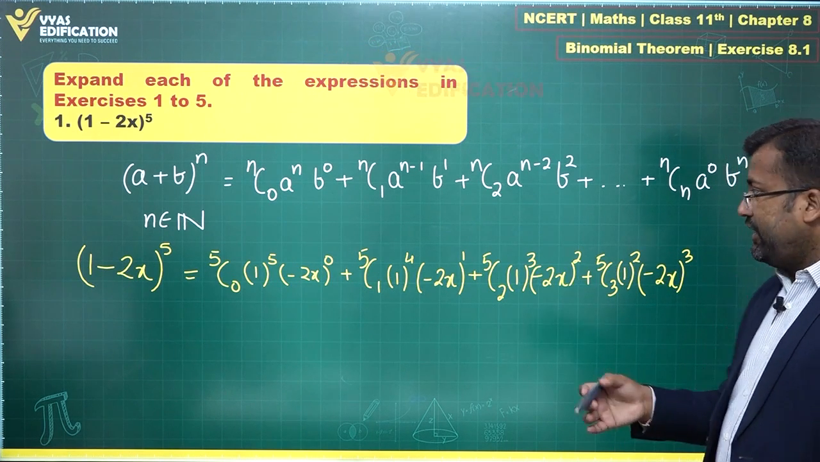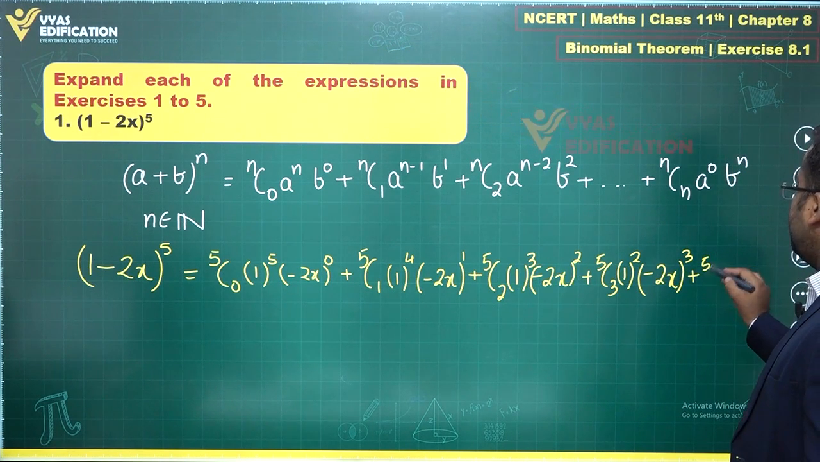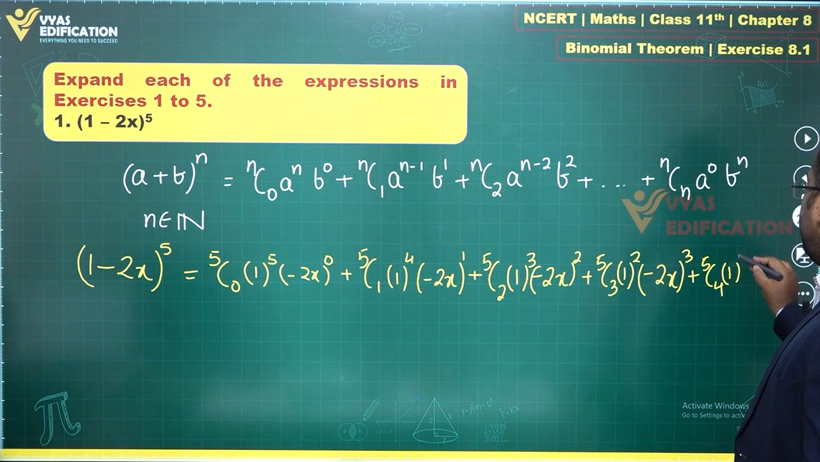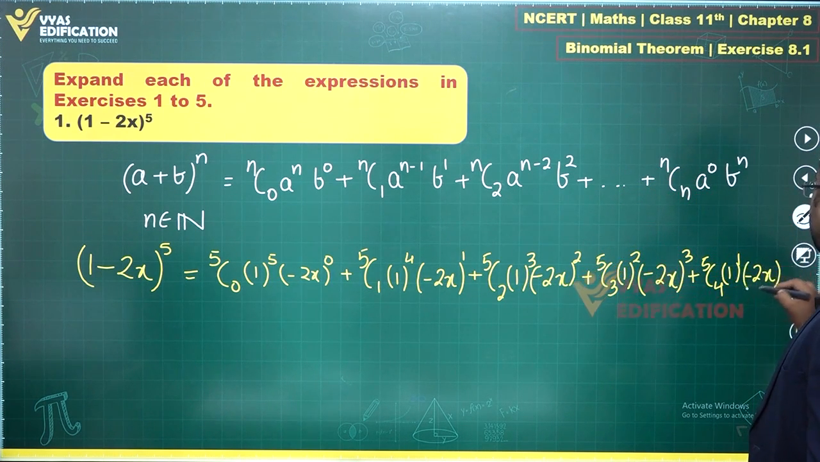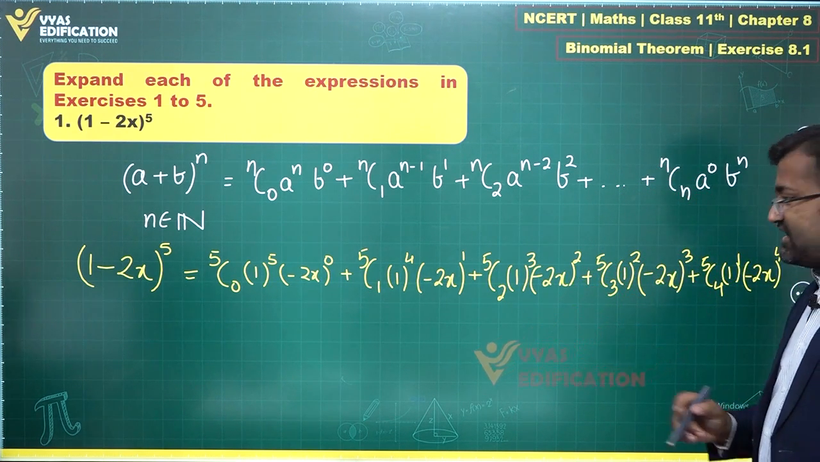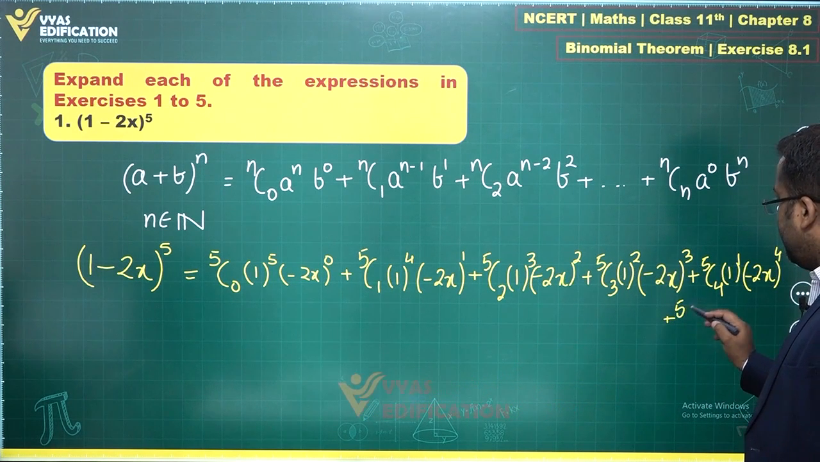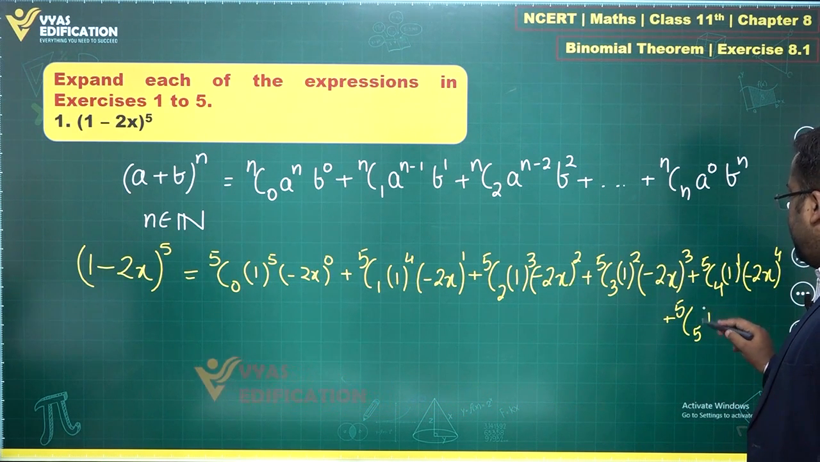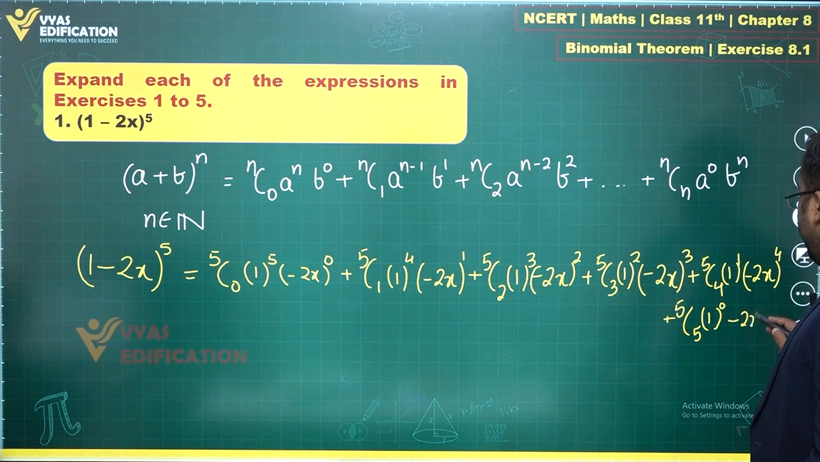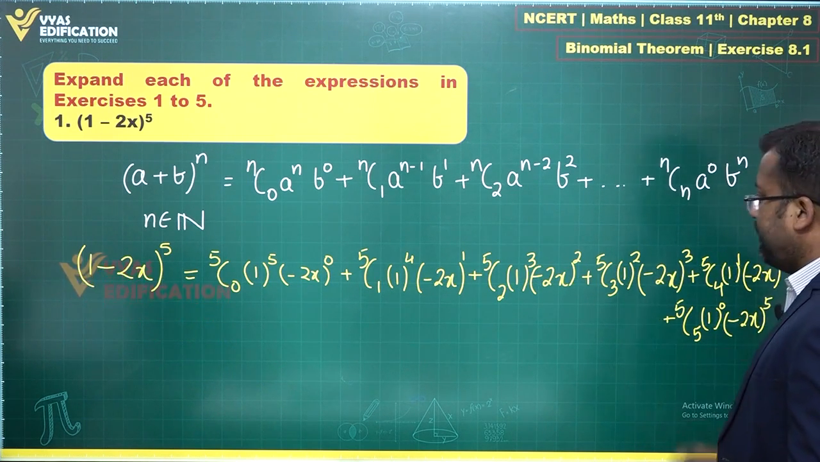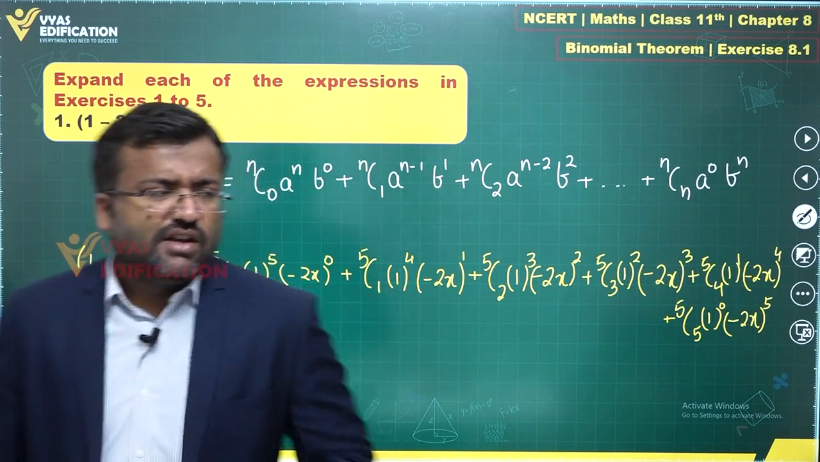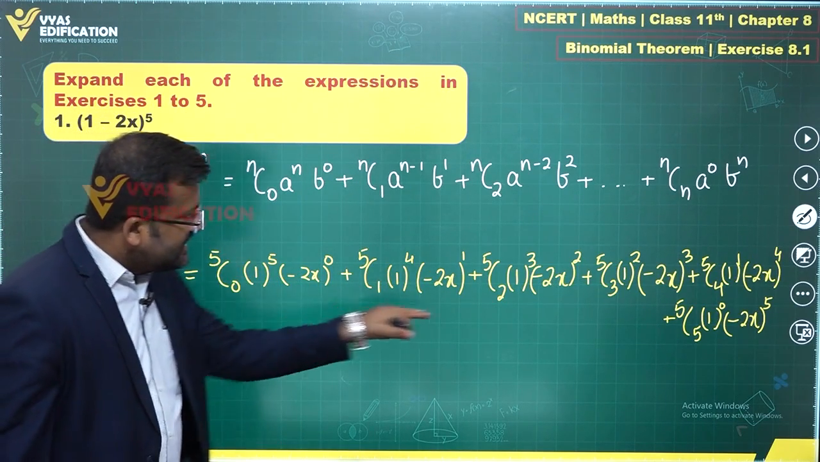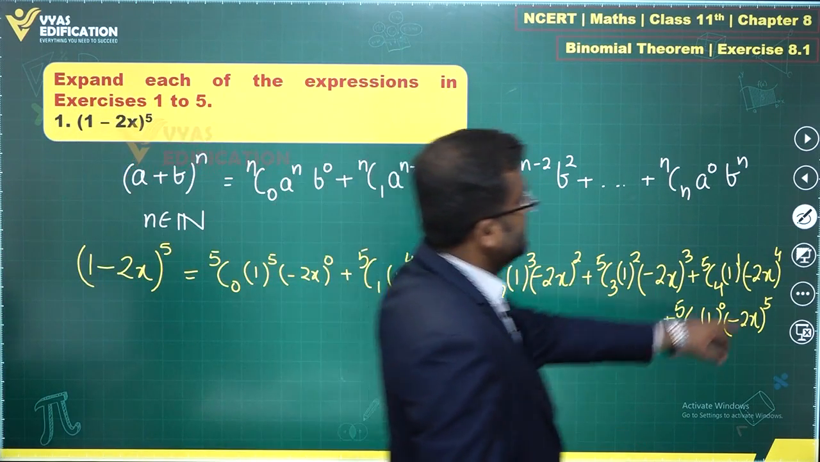What about the next term? Continuing further, the next term will be 5C4, 1 power 1, (minus 2x) power 4. The last term will be 5C5, 1 power 0, (minus 2x) power 5. This is what you'll have. What next? We'll have to simplify all of these terms next.